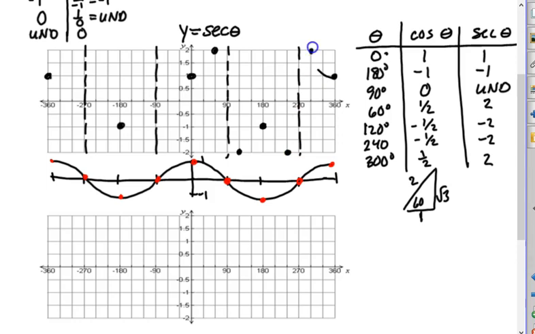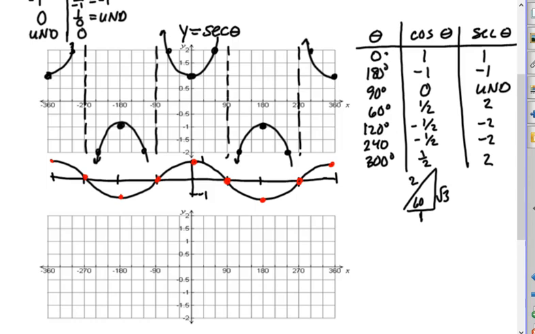So basically what we have here are little curves that go in between the asymptotes. There'd be another +2 here. These would both be -2. And this would be a +2 here. So that's what the secant graph looks like.